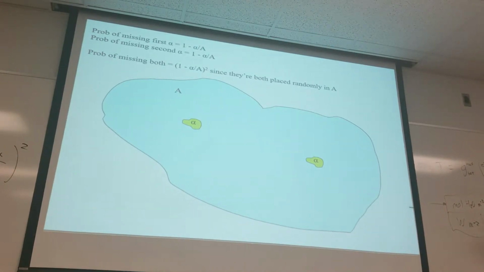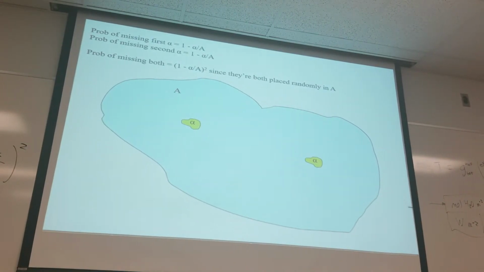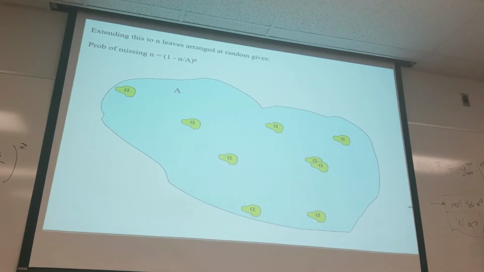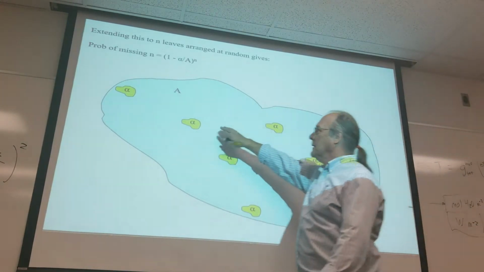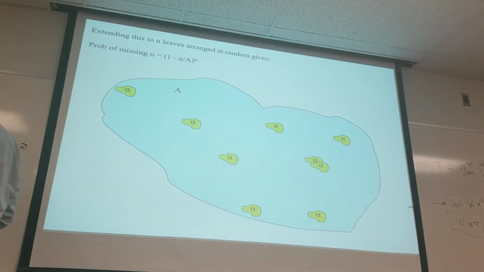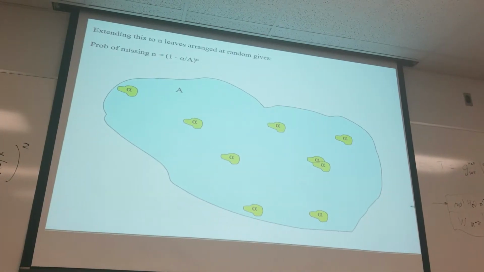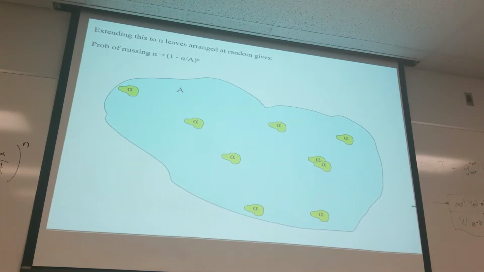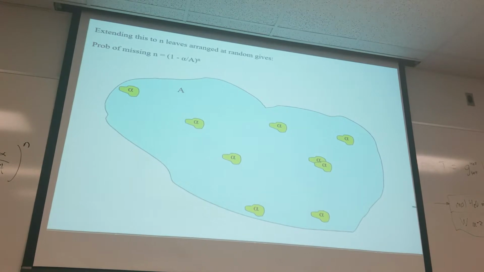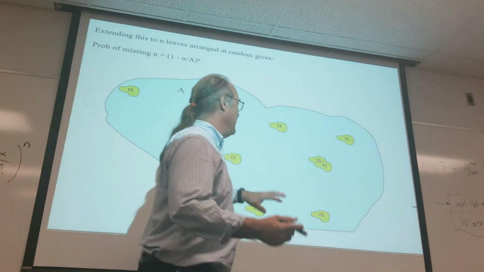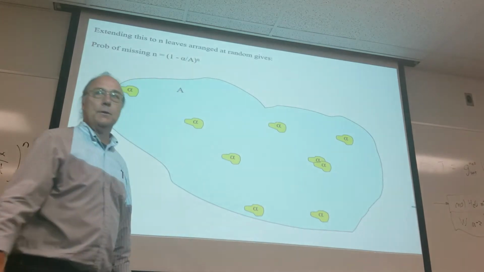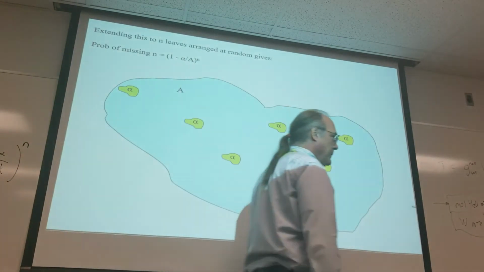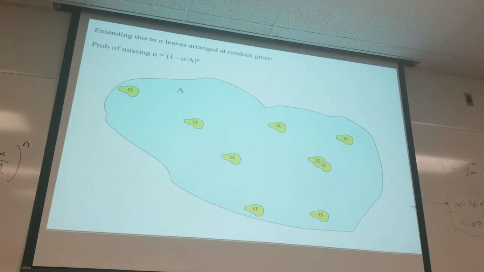Since if they're random, and I hit at random, that's about good. So if we have n of these little green areas, the probability that I miss all n of them is 1 minus alpha over A, to the nth power. Okay. That's the probability I miss all of them and I hit something blue.